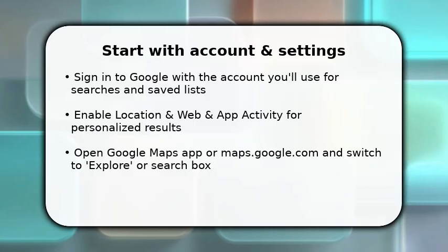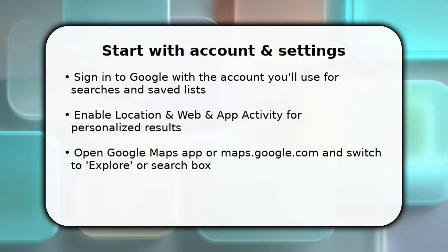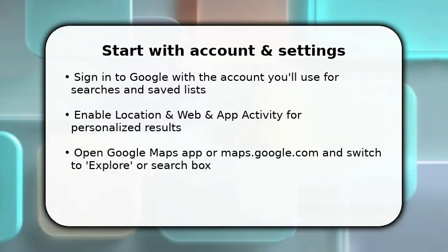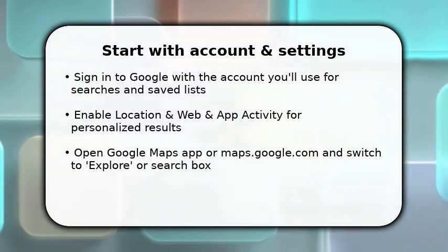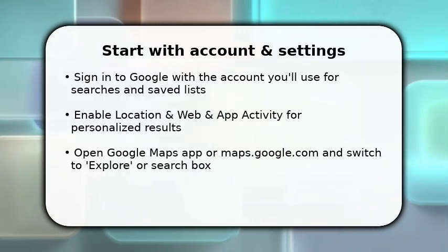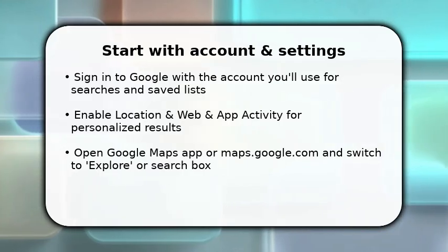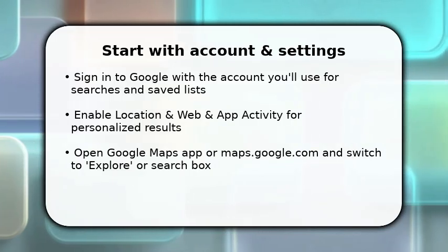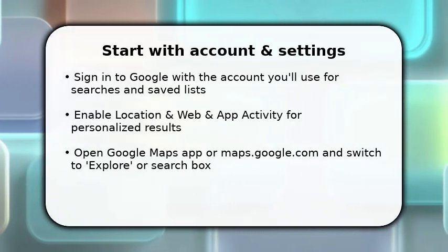You begin by signing into Google and confirming location and web and app activity are on. This improves relevance. Next, open Google Maps and tap the search box to keep momentum. Type the business type plus city or neighborhood, for example, coffee shop Midtown, then press enter. By starting here, you target the database immediately rather than tweaking settings later.